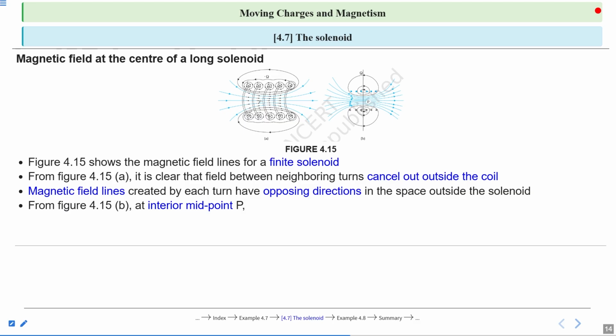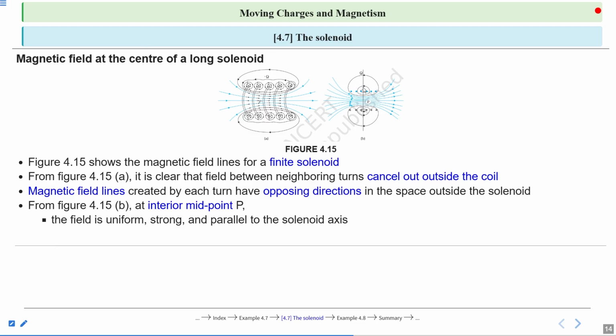From figure 4.15b, now we are moving to the B diagram. At the interior midpoint P, which is the midpoint here in the interior, the field is uniform, strong, and parallel to the solenoid axis. You can see at the midpoint the field lines are closely spaced, which means the field is strong, and uniform, as they are farther apart by the same distance. There is no non-uniformity here.